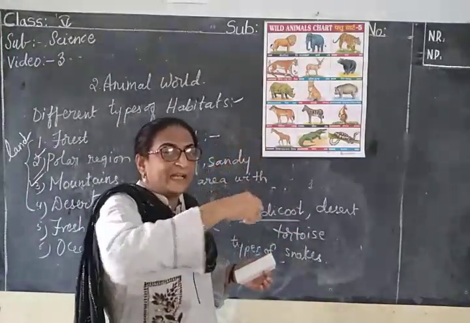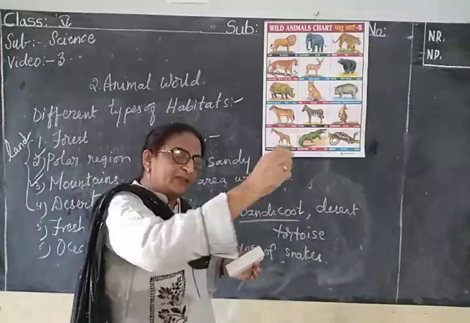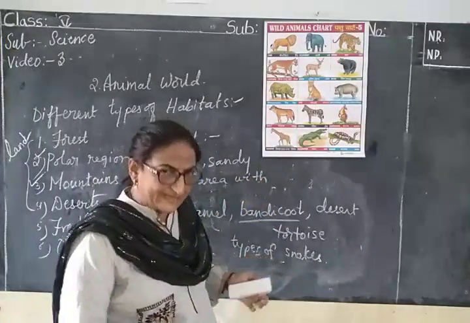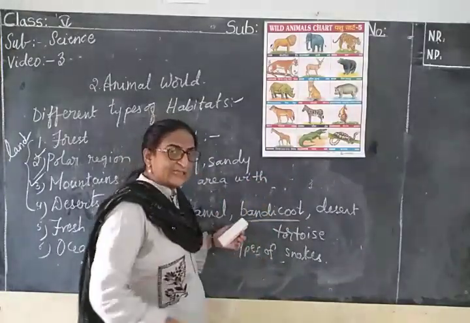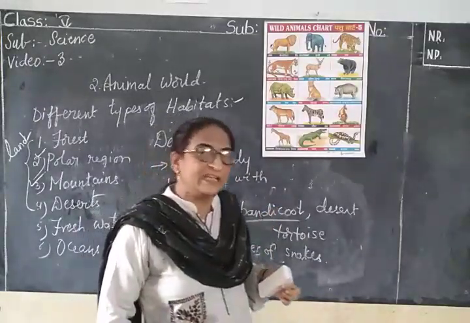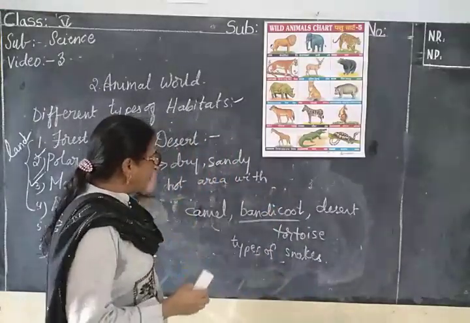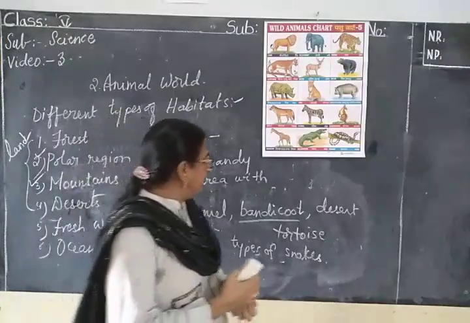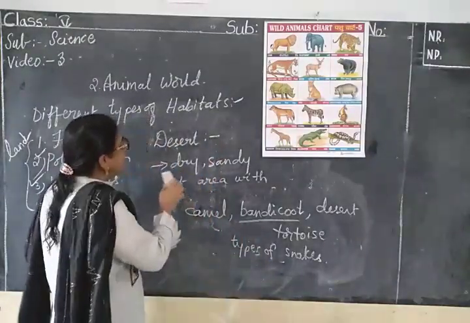Inside Australia, the Victoria Desert, a large part of Australia is a desert. So we find some animals in that desert also. So bandicoot is mostly found in the Australian desert. You understand? So in that way, these are the different types of animals that are found in the desert area.